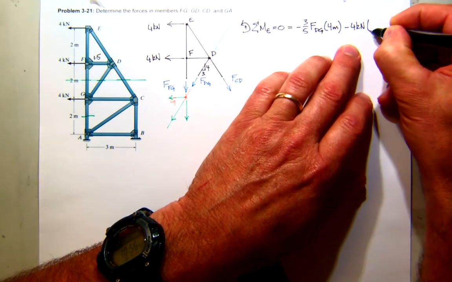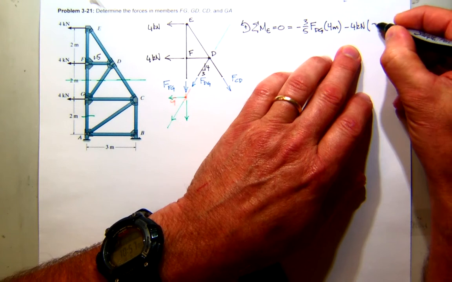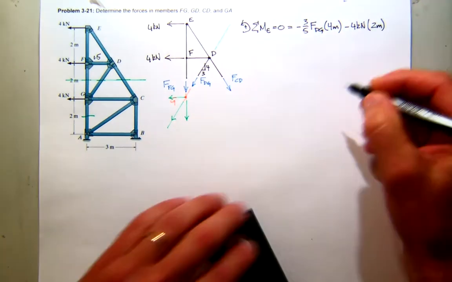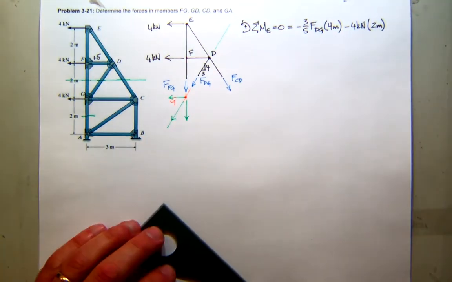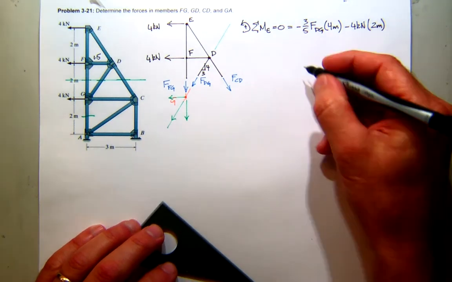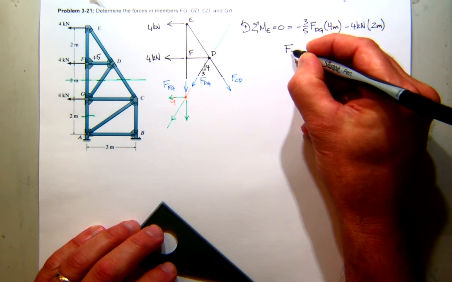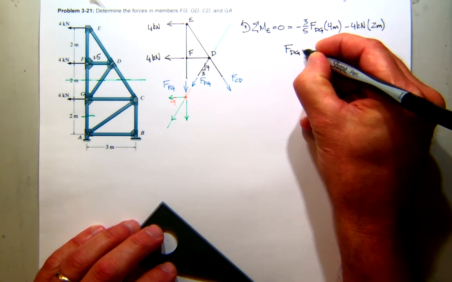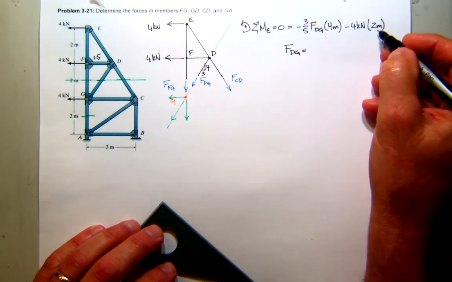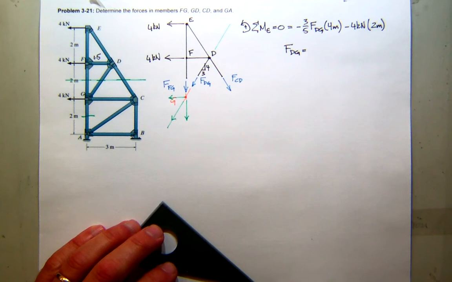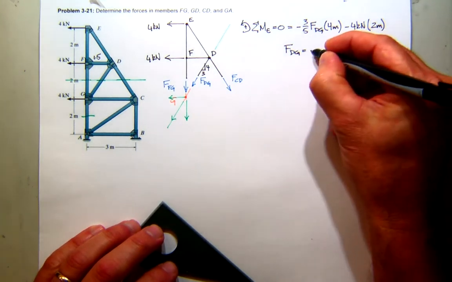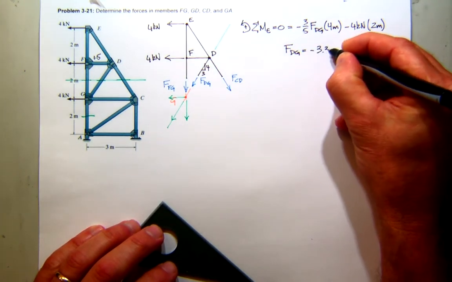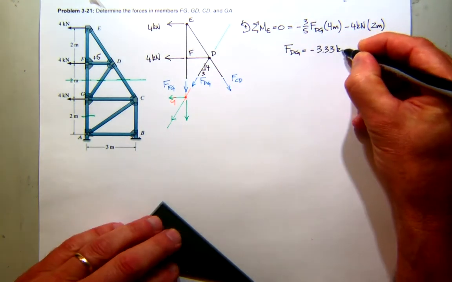And what's the moment arm? The distance from E to F? 2 meters. I think. Is that it? I believe so. So we should be able to solve for the force in DG. It looks like it's 3.33 negative. And that would be kilonewtons.